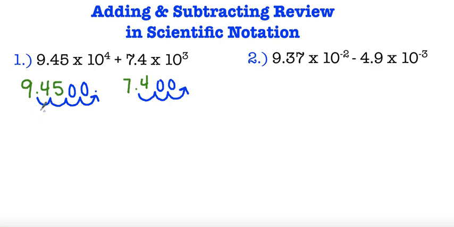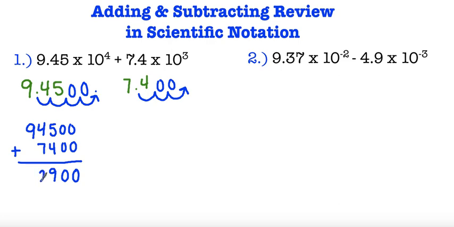And I'm just going to add as I normally would and make sure to line up your place values. All right, and once I add it, I'm just going to convert our number into scientific notation. I'm going to find out where my decimal goes, and then I'm just going to count the spaces to know what power to raise my 10 to.